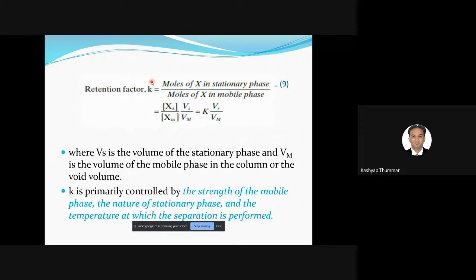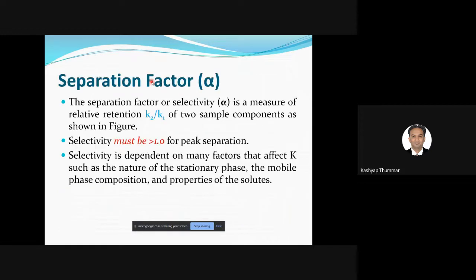So the strength of the mobile phase, the nature of the stationary phase, and the temperature: if you are not getting the retention factor, then you have the option to optimize your mobile phase, change your stationary phase, or even update your temperature requirement for the analysis.